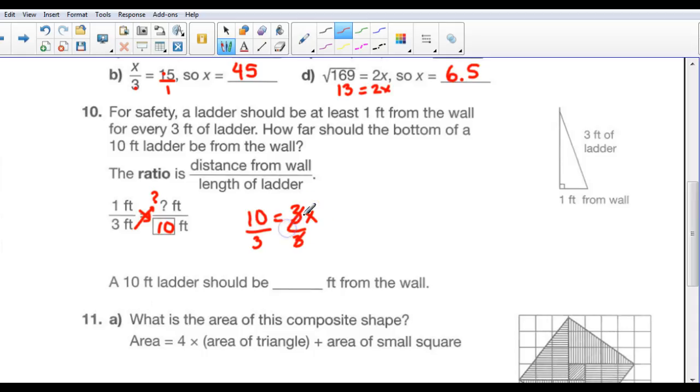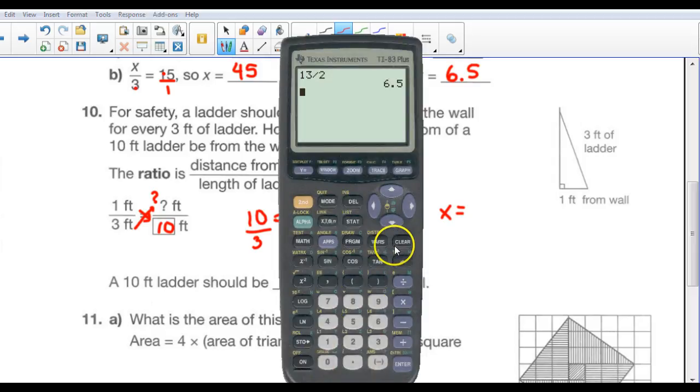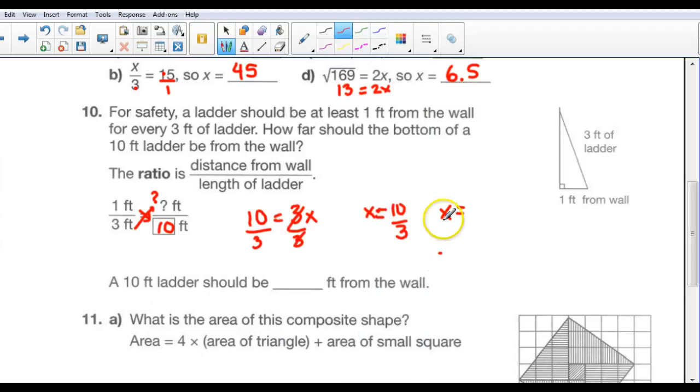These 3's cancel, so I get x is equal to 10 divided by 3. This is very simple algebra that you've already learned in grades 7, 8, and 9. And therefore, x is equal to, we just take our calculator and we do 10 divided by 3 equals 3.33 repeating. Okay?